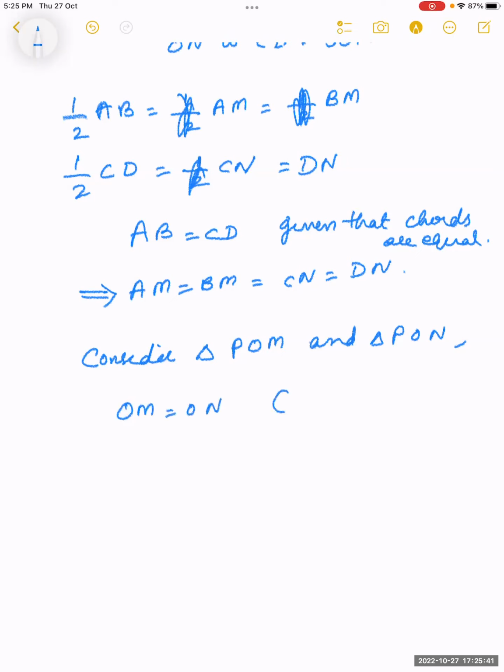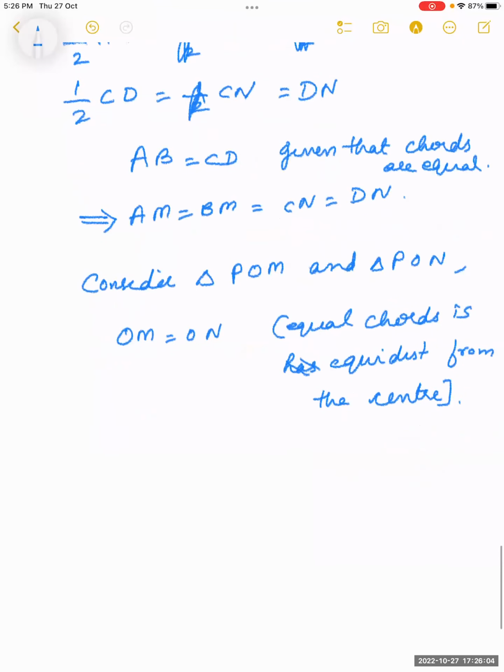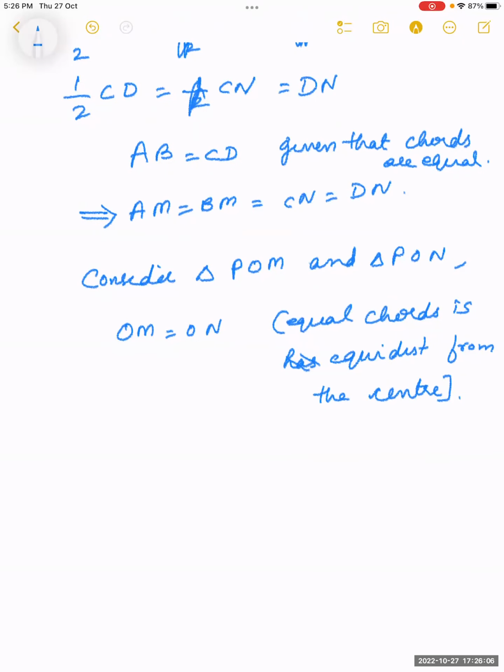Not equal chords, actually. OM equal to ON, because equal chords are equidistant from the center. I hope these rules are all clear to you. This is a theorem. OM equal to ON means equal chords are equidistant from the center. Not "is", you can write "are".